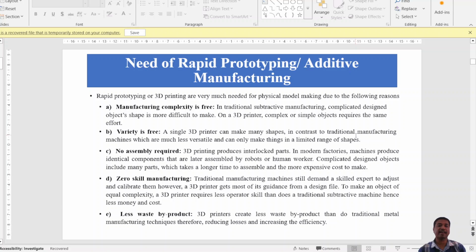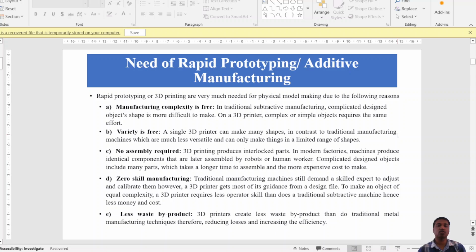Next one is variety is free. A single 3D printer can make many shapes, in contrast to traditional manufacturing machines, which are much less versatile and can only make things in a limited range of shapes.